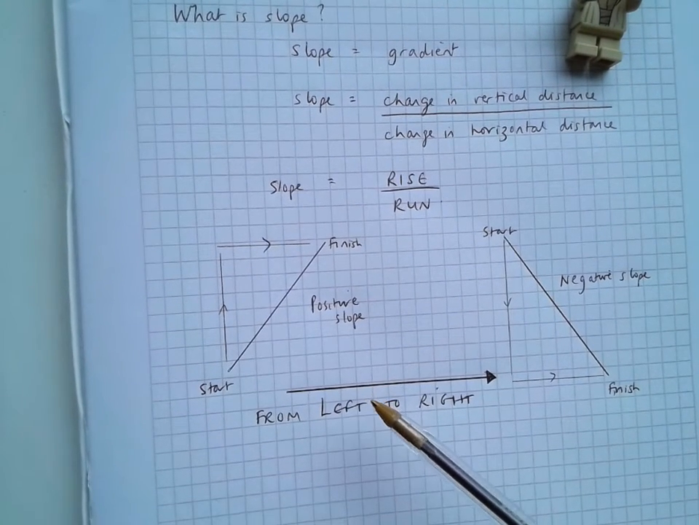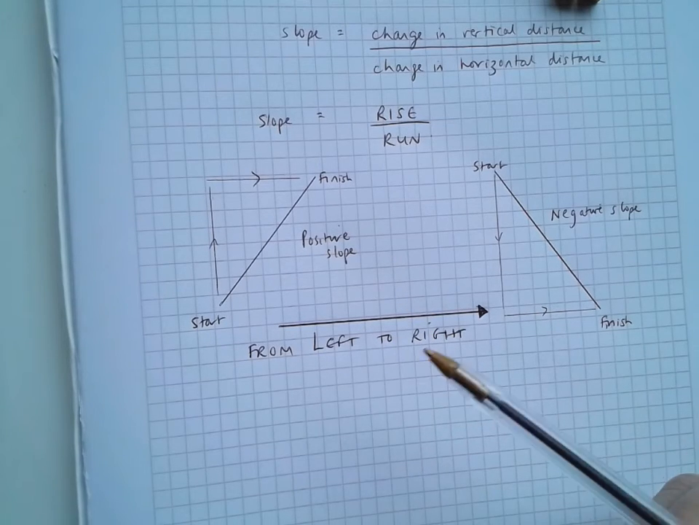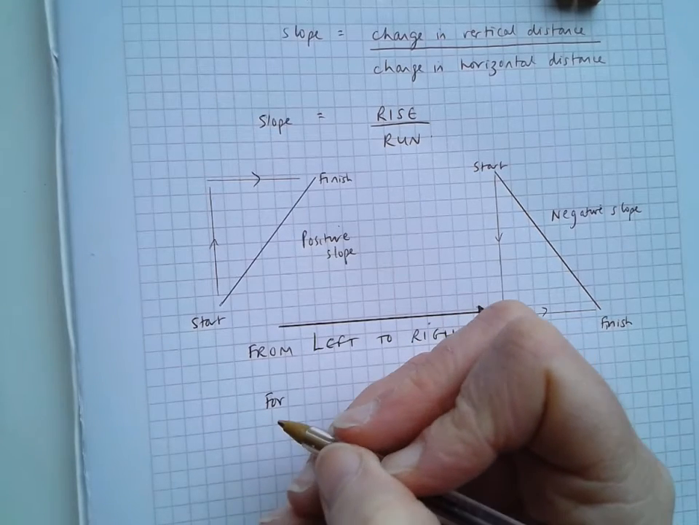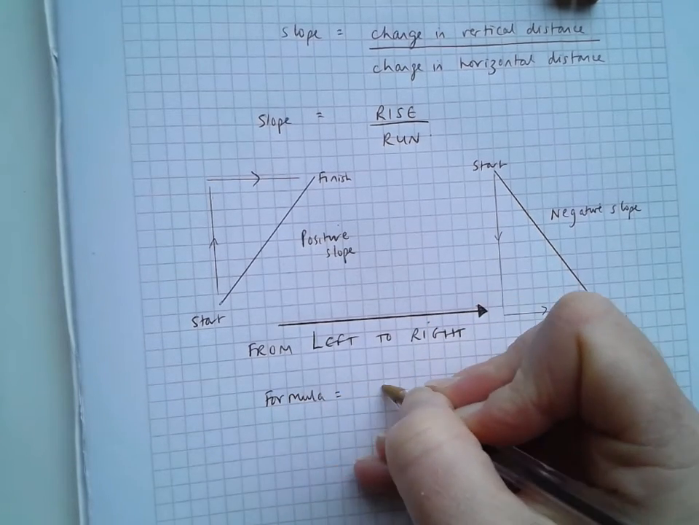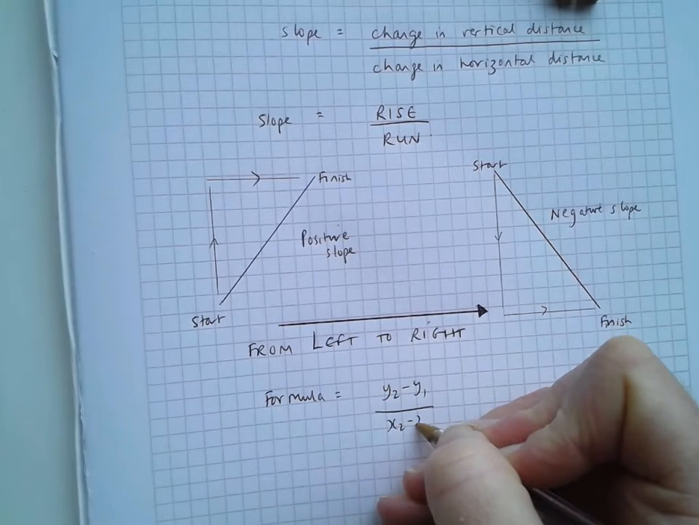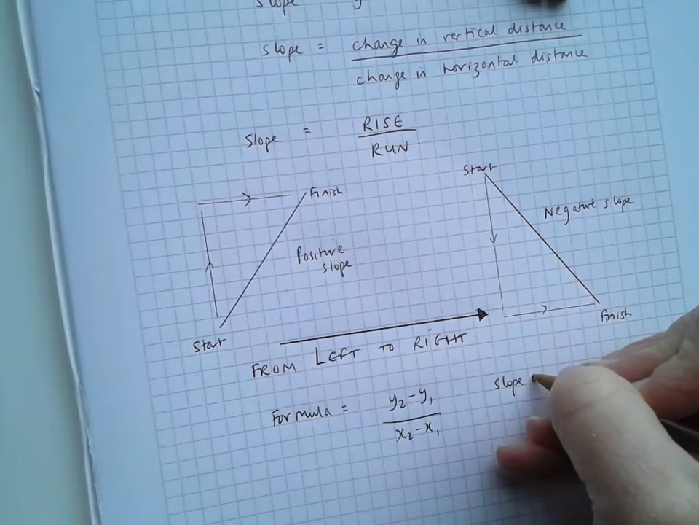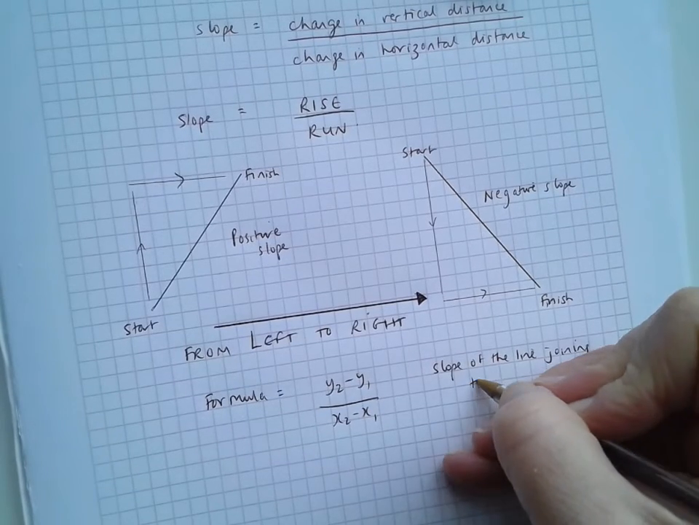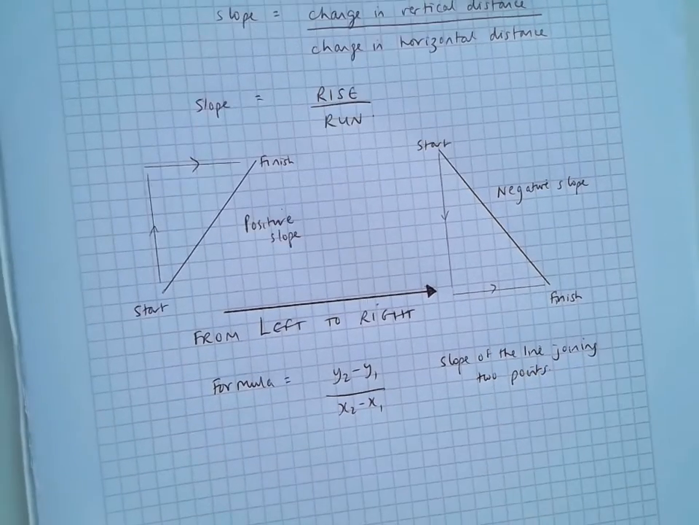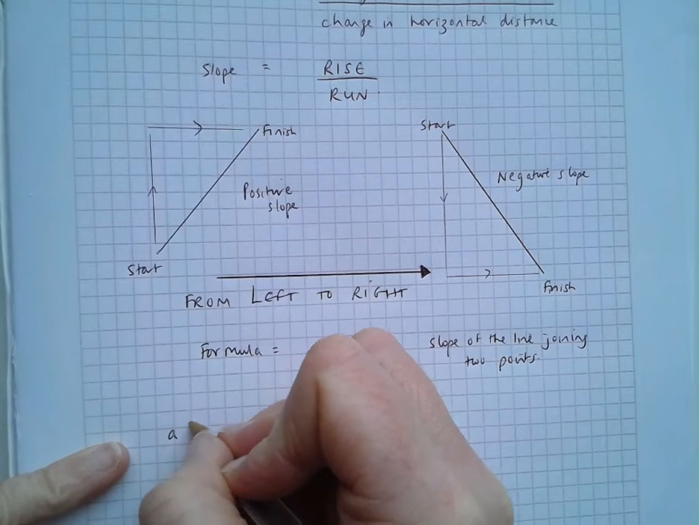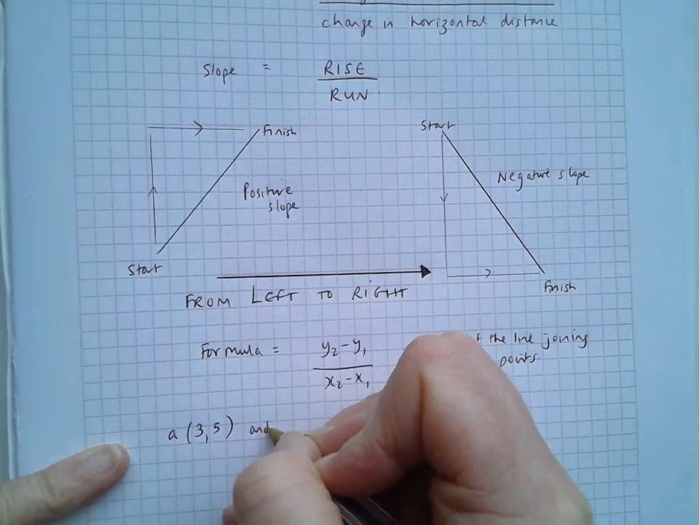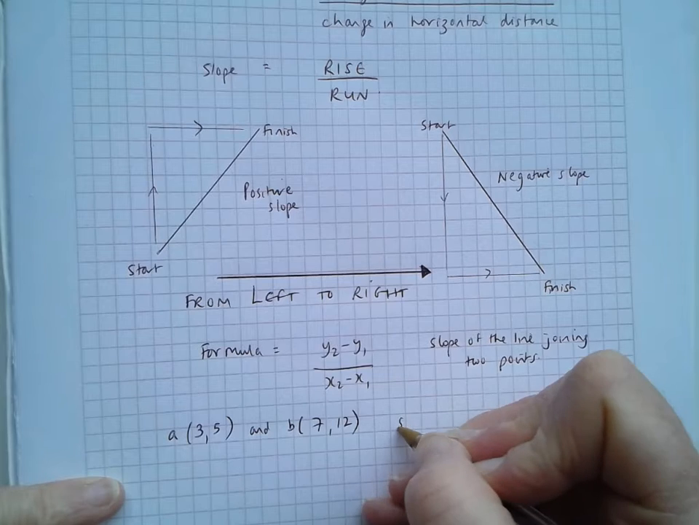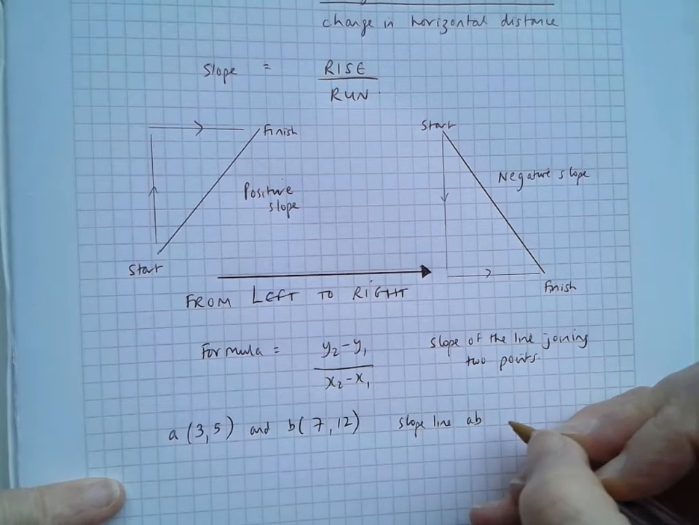So we have a formula which is in your tables book, which we can use for this. And the formula for slope, which we'll be using, is y2 minus y1 over x2 minus x1. And that's for the slope of the line joining 2 points. Okay, so for instance, we might have that the point A is 3, 5, and point B is 7, 12. So the slope of line AB is what we're trying to find.